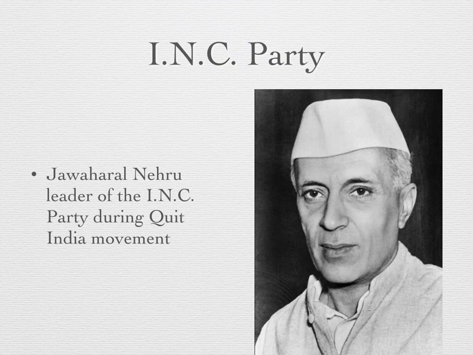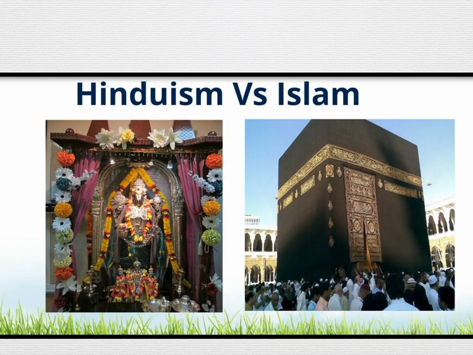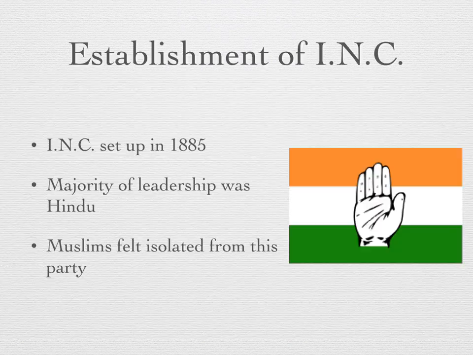So to start today, we're going to go back in time again to explain a major issue in dealing with the question of independence. Now, it's tensions between Muslims and Hindus in the country. The I.N.C was set up in 1885 as a response to the discrimination that Indians were facing in the British Raj. They were being discriminated against for positions and jobs and stuff like that, so they set up this party to petition for better representation within the country.